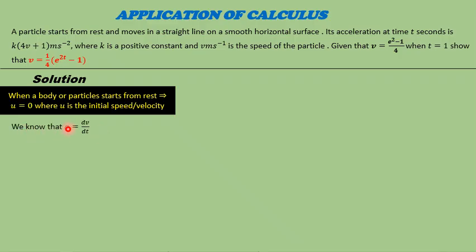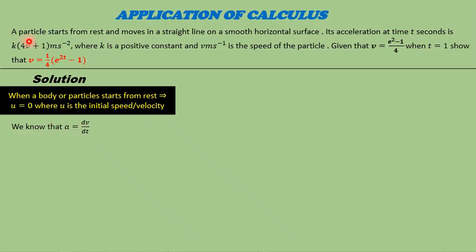We know that acceleration is dv/dt. But before you start applying this procedure, you first have to come back to your question and figure out whether we are looking for the speed when acceleration is given as a function of time, or the speed when acceleration is given as a function of displacement.